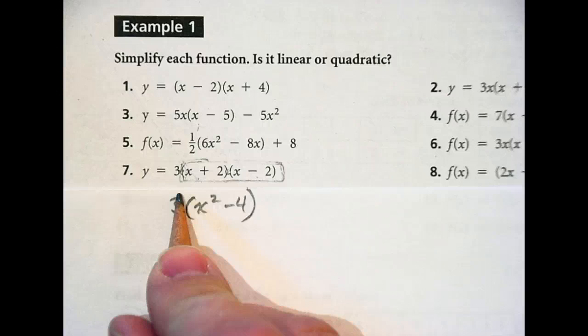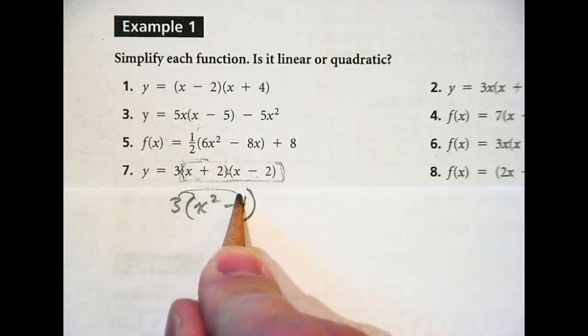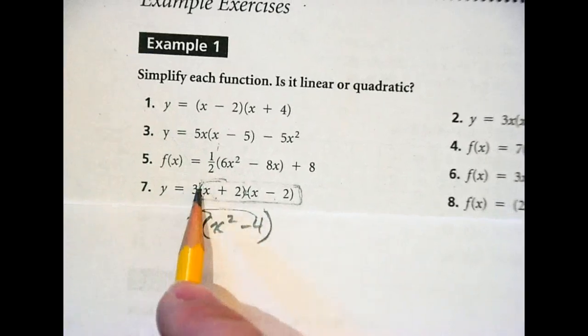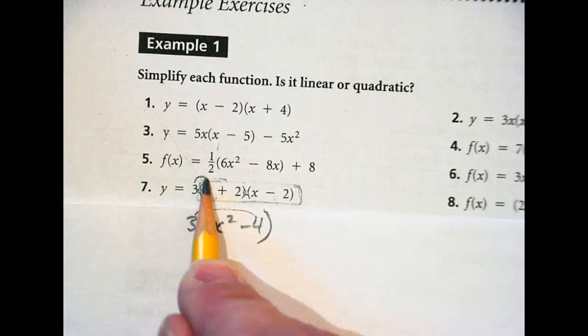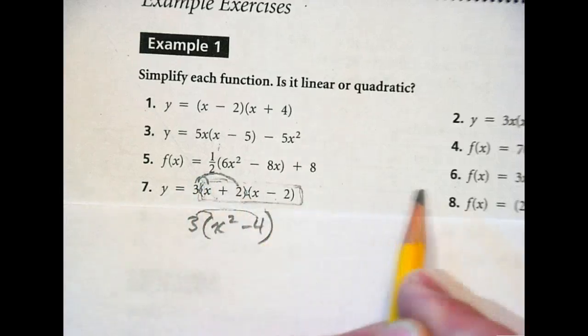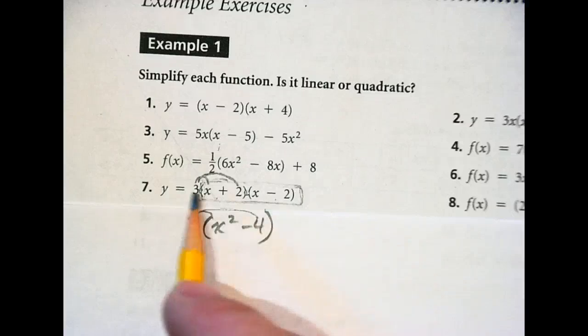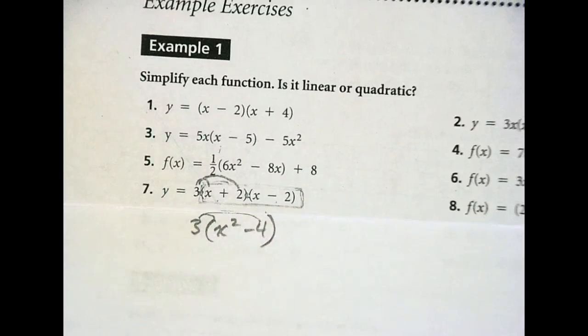When you get that, then you multiply the 3 in. Now, if you choose to bring the 3 in first, you only bring it into one of the binomials. You don't bring it into both of them. Otherwise you're multiplying it by 9. Bring it into one of them.